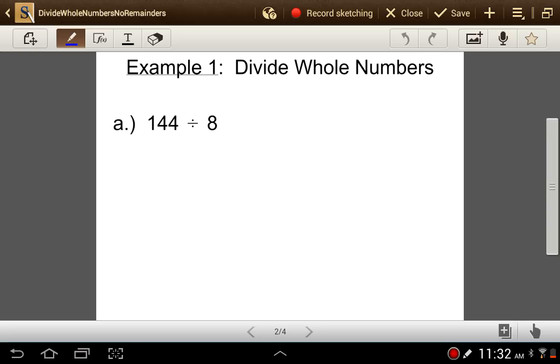So what I'm going to do here is take the first number, 144, and that's going to go on the inside of my division problem. The 8 is going to go on the outside, so I can see how many times 8 goes into 144, but I can do it one number at a time. So that's how I set it up.